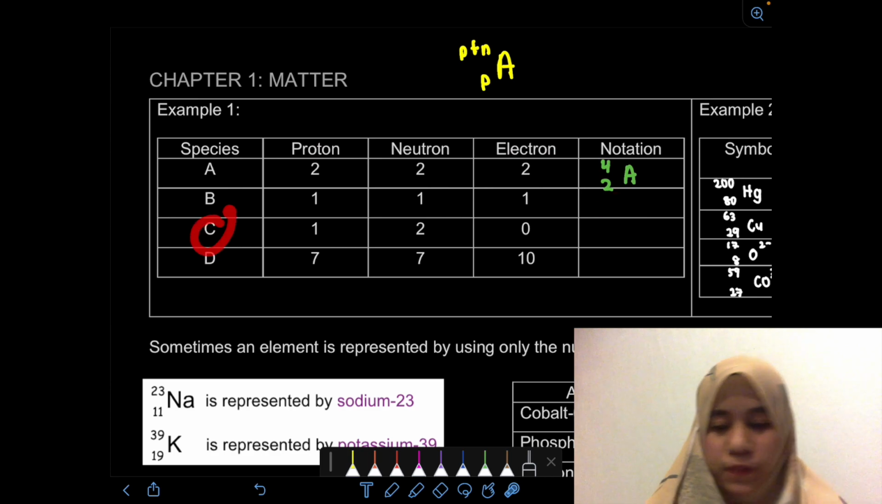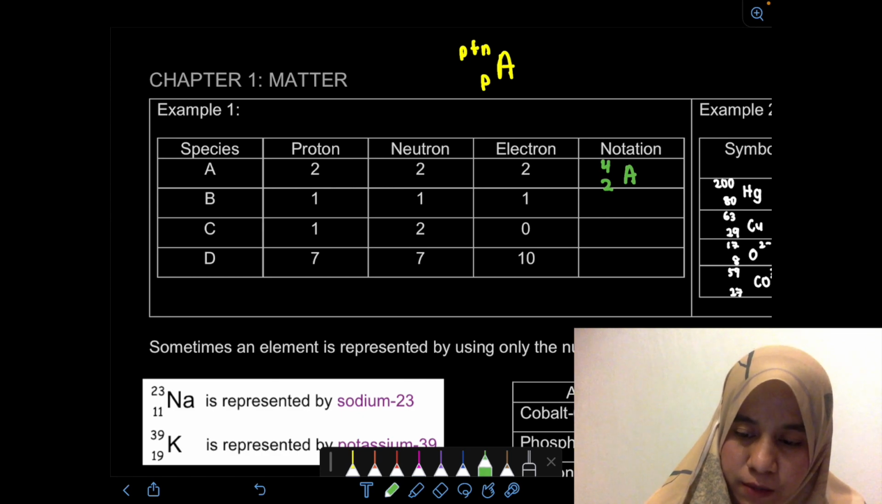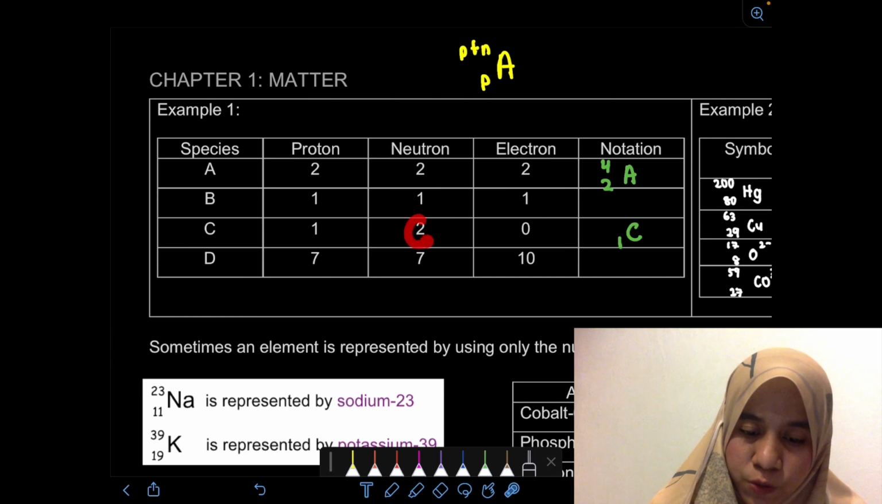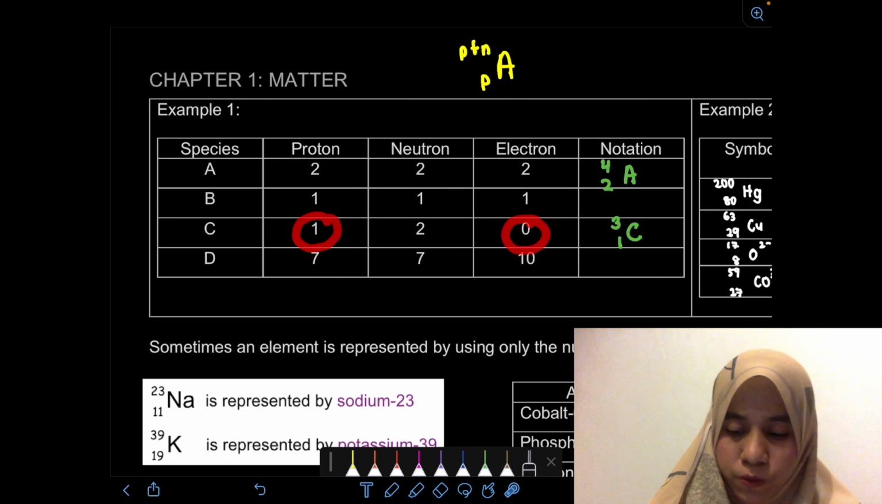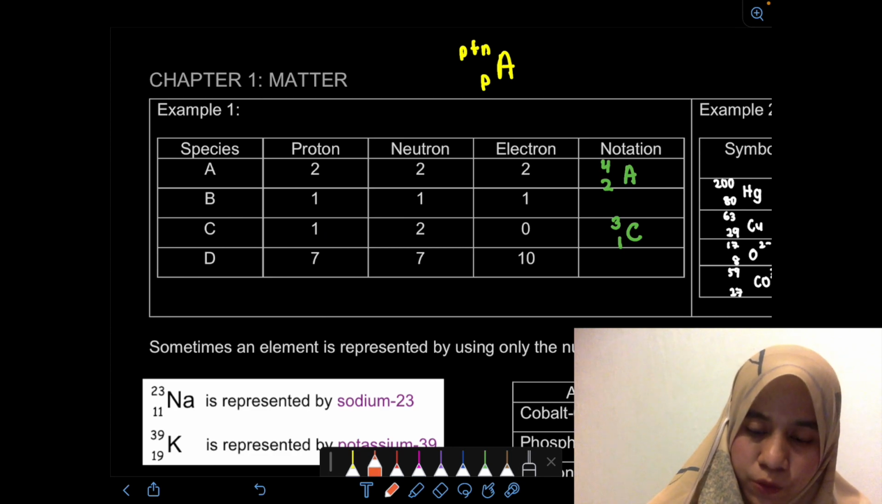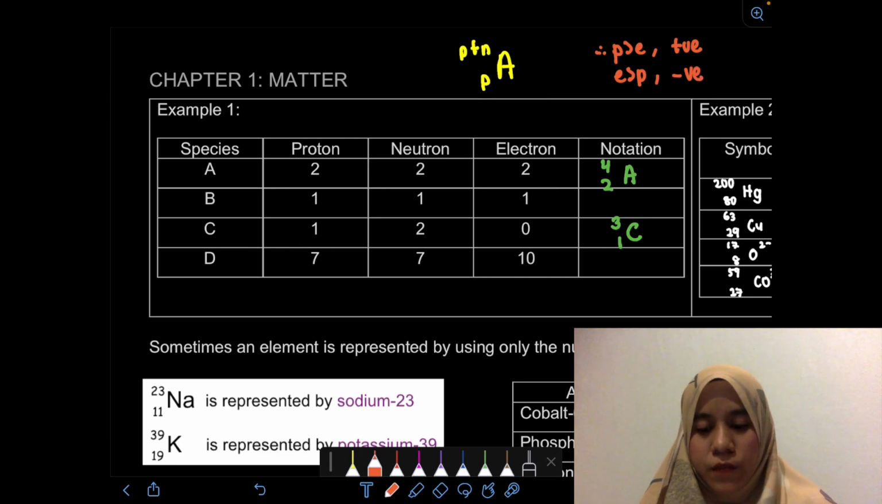Kita tengok example C. So kita tengok simbol dia C. The number of proton dia 1. The number of neutron dia 2. So we're gonna add up, so sini 3. Okay. But right now kita tengok bila proton is more than our electron, kita akan ada positive charge. When electron is more than proton, kita akan ada negative charge.